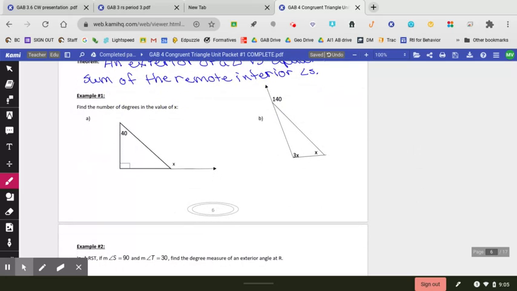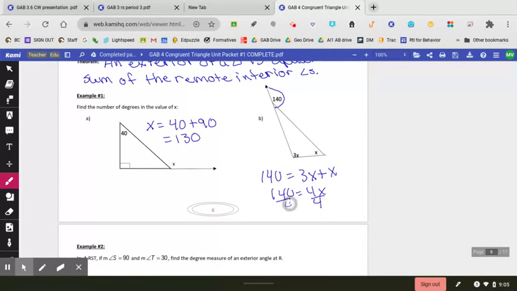So examples. If I want to find x, x is equal to 40 plus 90 because those are the remote interior angles. They're equal to the angles that are far away. For the next one, 140 is equal to 3x plus x, because the 140 is on the outside, and 3x and x are the angles on the inside away from it. So I add those together. 140 equals 4x, divide by 4, and x equals 35.